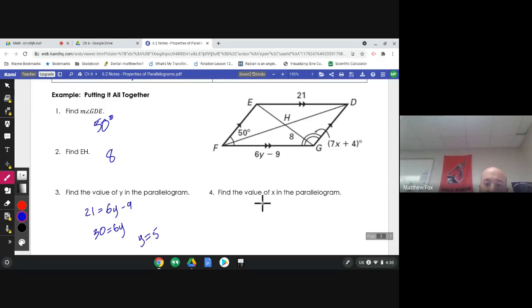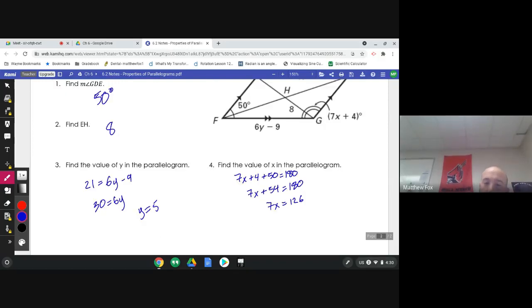Now we find the value of x here. And x is this angle, which we know has to add up with the 50 to get 180. So all we have to do now, we can do 7x plus 4 plus 50 equals 180. 7x plus 54 equals 180. 7x will equal 126. We divide by 7, we get x equals 18, and we are done.